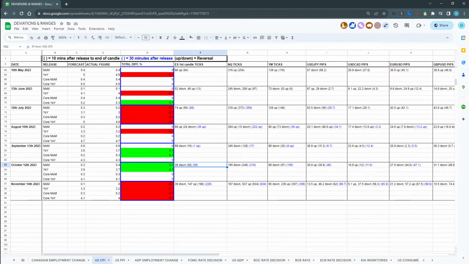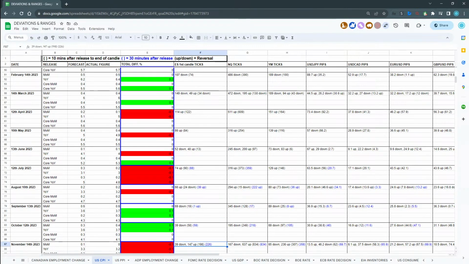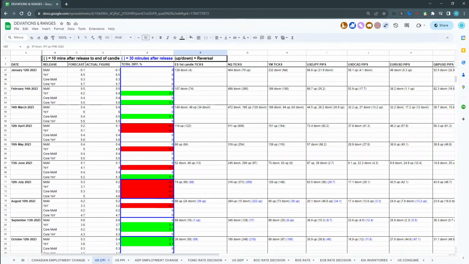So you might get a lot of choppy action, but this is also another scenario, where you might get what we have seen in the past, where sometimes the data is a bit mixed. You can see here, back on the 14th of March, you had only one bit of data that ticked up, and the initial market reaction was very choppy. The first candle saw 149 ticks down, then 49 ticks up, and then after about 10 minutes of trading, it was down by 34 ticks. So that was where it was quite choppy.